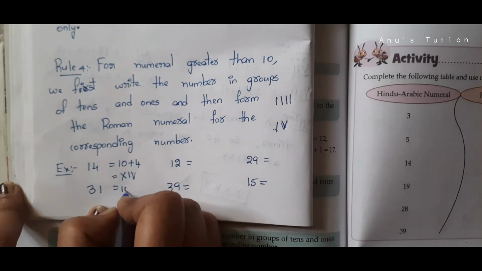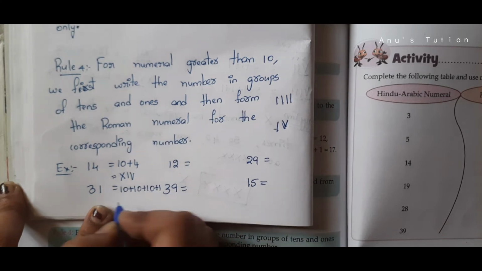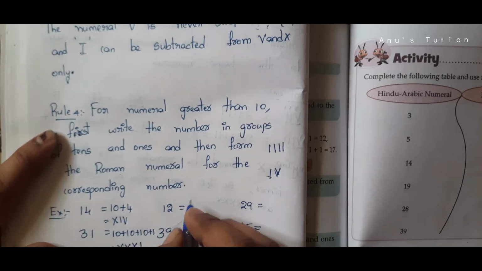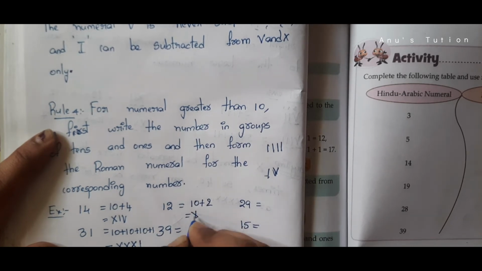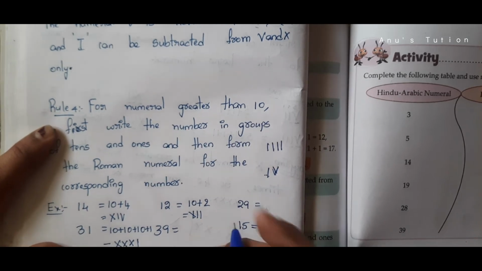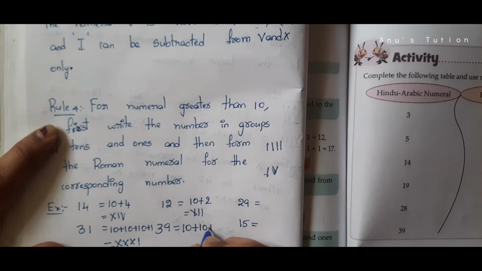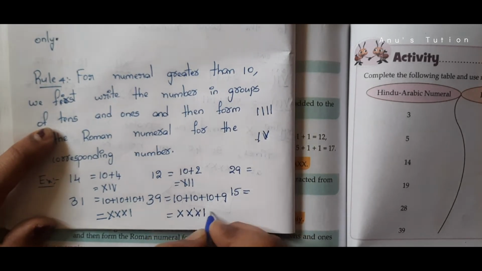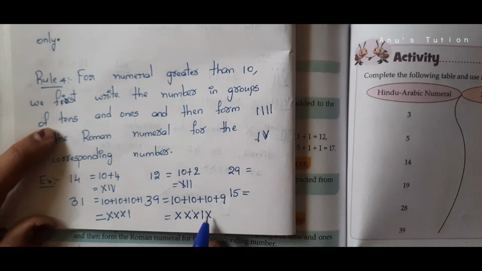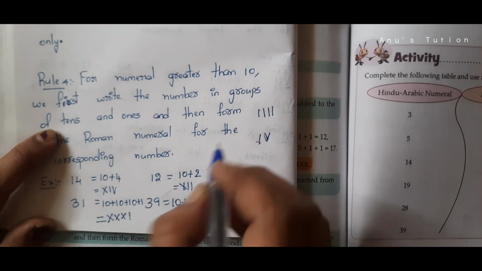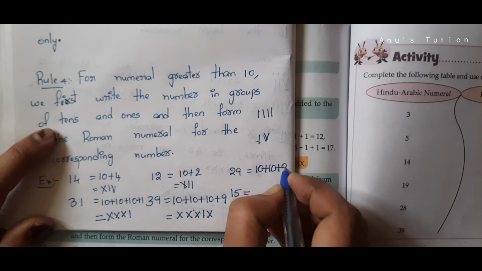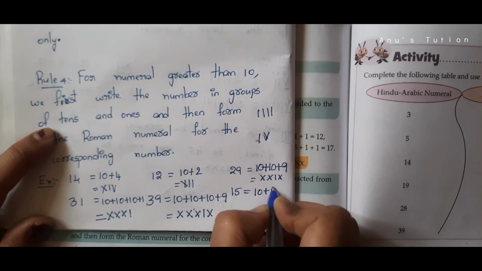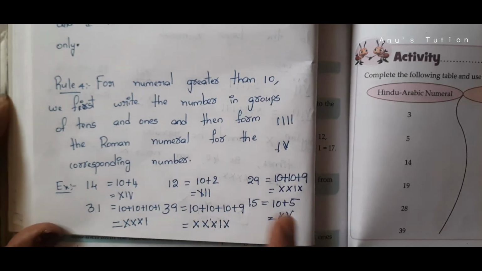Next, 31: 10 plus 10 plus 10 plus 1. XXXI. Next, 12: 10 plus 2 equals XII. Next, 39. How can we write 39? 10 plus 10 plus 10 plus 9. XXX, and IX for 9, which is 10 minus 1. So XXXIX. Next, 29: 10 plus 10 plus 9. XX plus IX. Next, 15: 10 plus 5, XV. I hope you understand rule number 4.